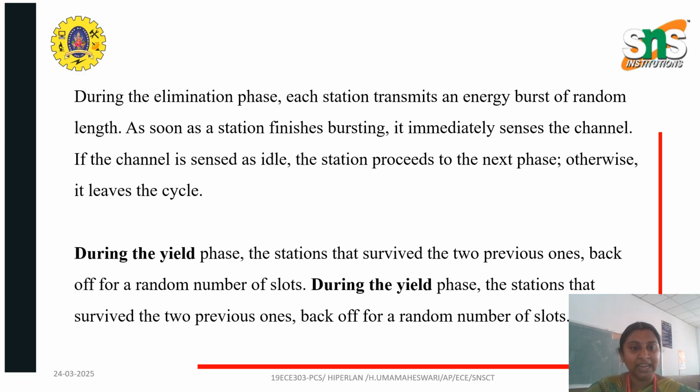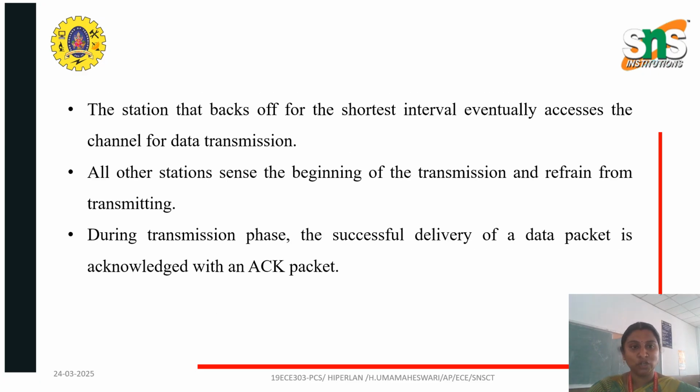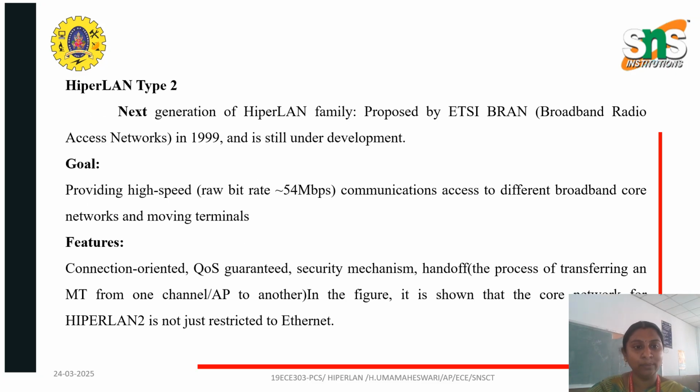Then during the yield phase, the stations that survived the two previous phases back off for a random number of slots. The station that backs off for the shortest interval eventually accesses the channel for data transmission. All other stations sense the beginning of the transmission and refrain from transmitting. Then in the last phase, the transmission phase, the successful delivery of a data packet is acknowledged with an ACK packet.